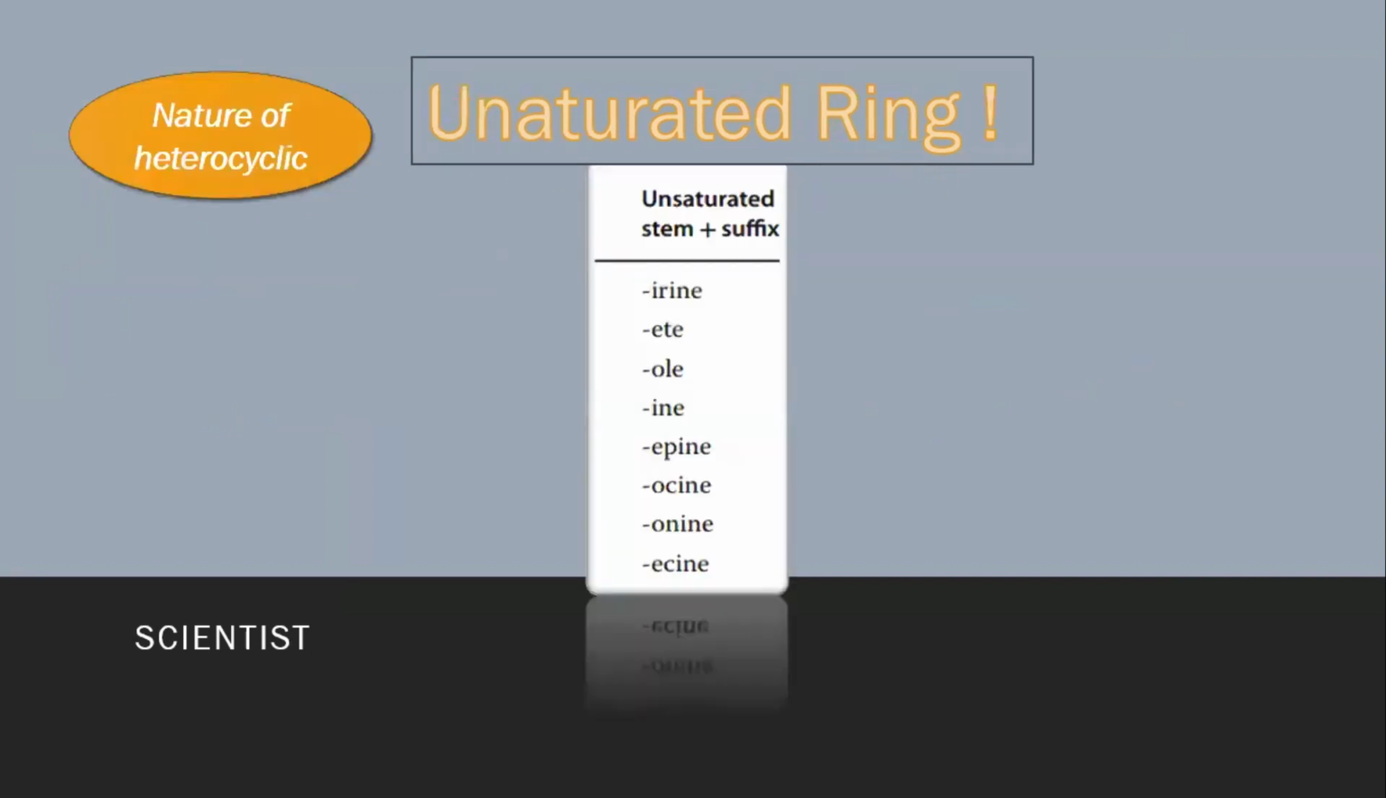For an unsaturated ring, as I told you, the suffix ine is used. This unsaturated part will be discussed in the next video. Only the saturated part is discussed here. Let's start how to name the heterocycles.